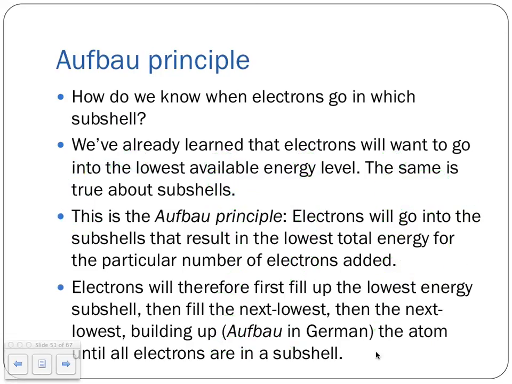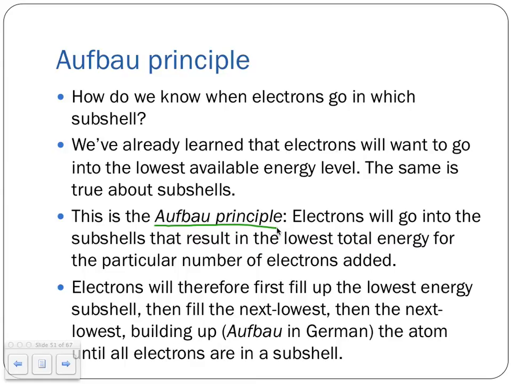So, now that we know about what these subshells are, how do we know when electrons go in which subshell? Because we haven't talked about that. So we do already know this. Electrons will want to go into the lowest available energy level that they can. Remember, they're always trying to end up with that lowest possible energy. And the same thing is going to be true about subshells. And so this is called the Aufbau principle.